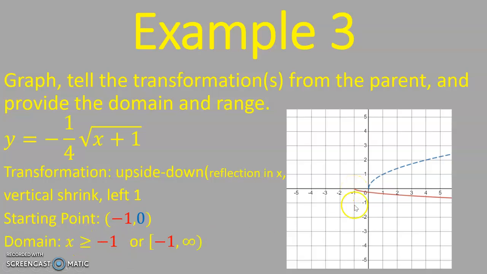The domain is just as before. Even though it's upside down, domain doesn't care. Right? It goes left -1, it goes right forever. But here's your curveball. Range, notice it's backwards. It's less than or equal to 0. We only care about these numbers.